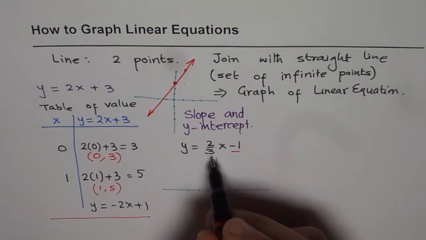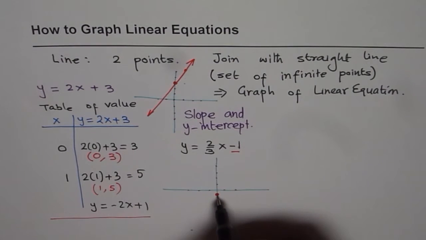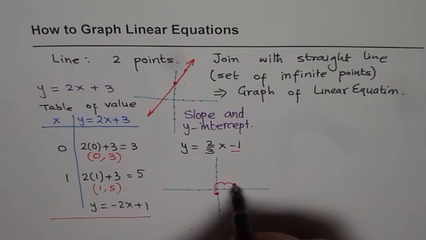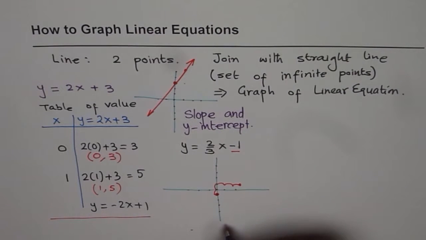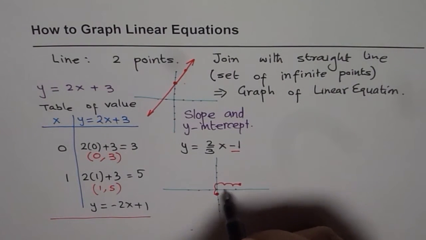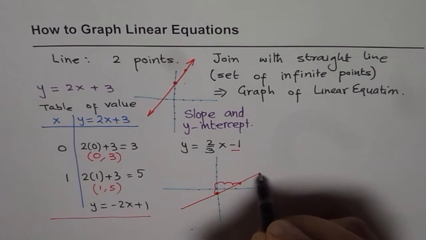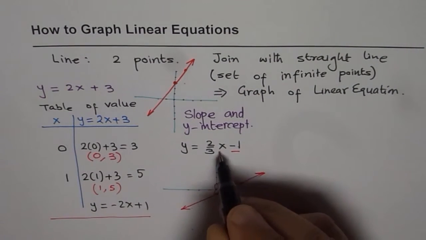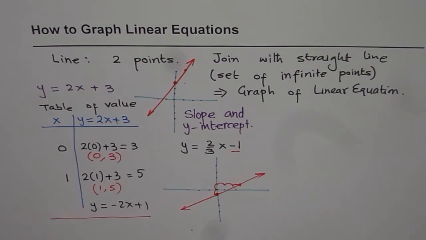When I say slope is 2 over 3, that means rise over run is 2 over 3. From this point, we'll go rise of 2, run of 3. That means 1, 2. That is 2 rise. And 3 run will be 1, 2, and 3. So we reach a point. Joining these 2 points, we can actually get our line, which will represent the given equation.